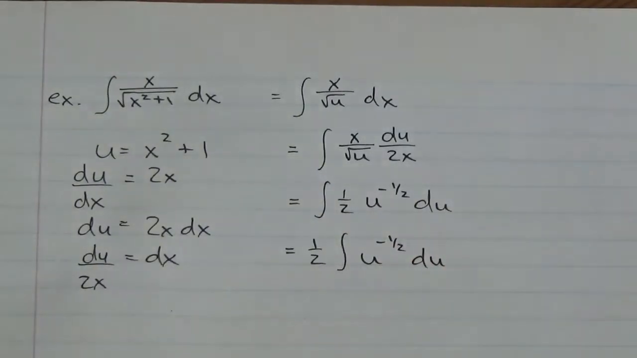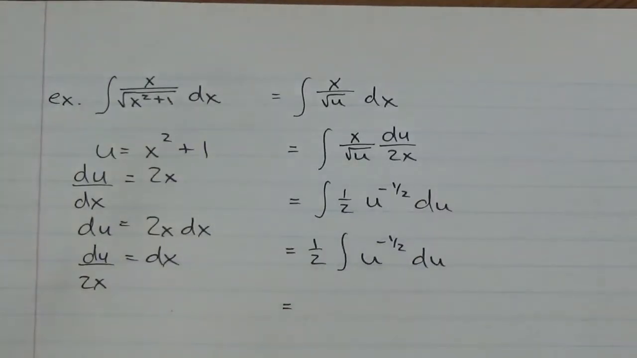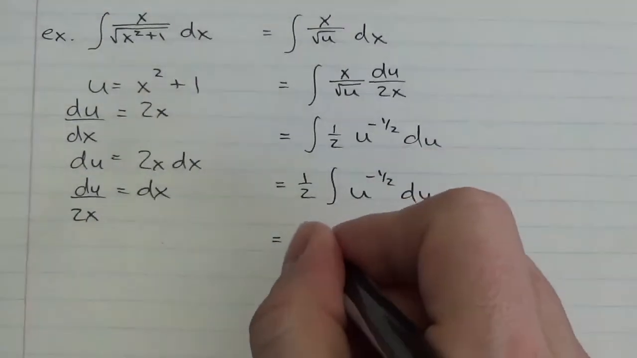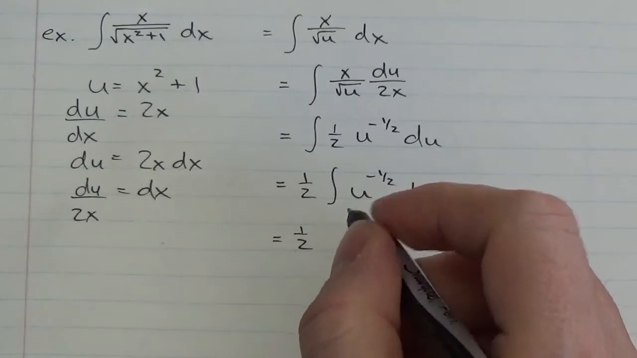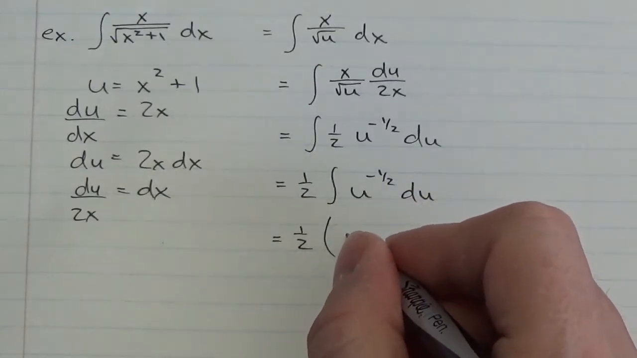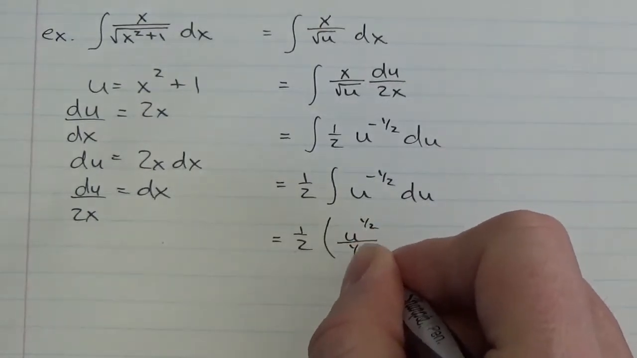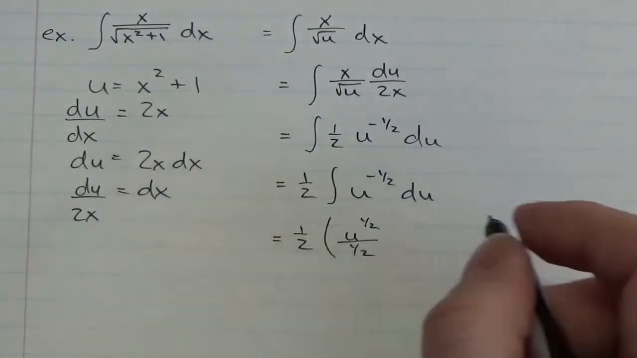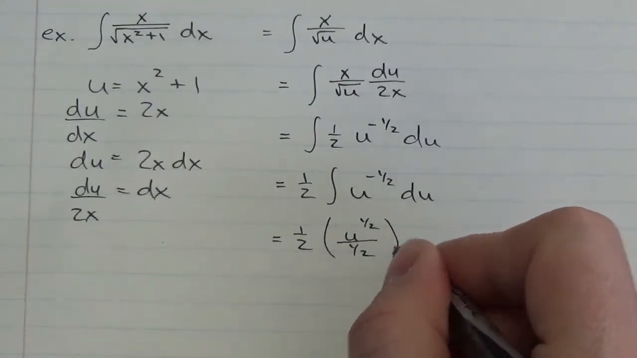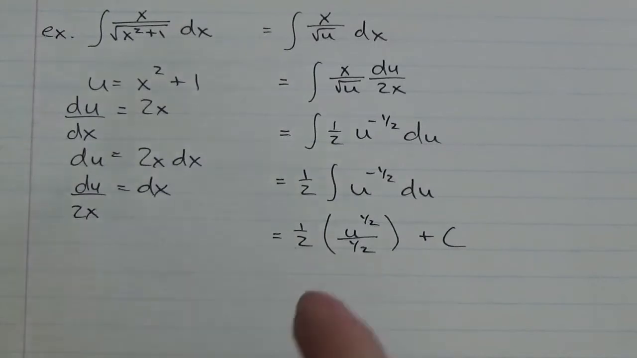So this is what I'm working with. Now, how do I take the antiderivative of that? Well, I am going to increase my exponent by 1. So it's going to be u to the positive 1/2. And then I will divide by 1/2. And then remember out here, after this is all said and done, I'm going to have this plus c because this is an indefinite integral.